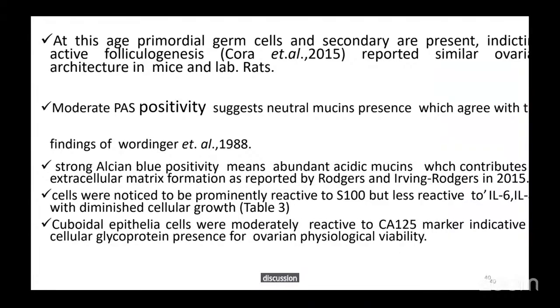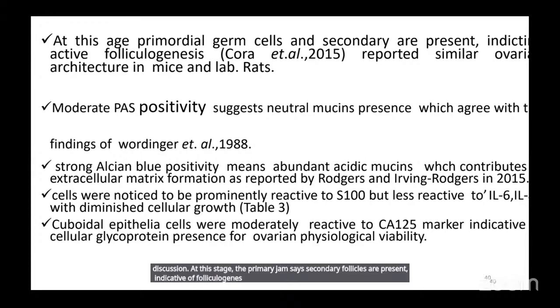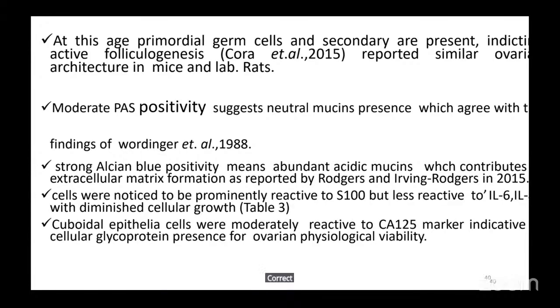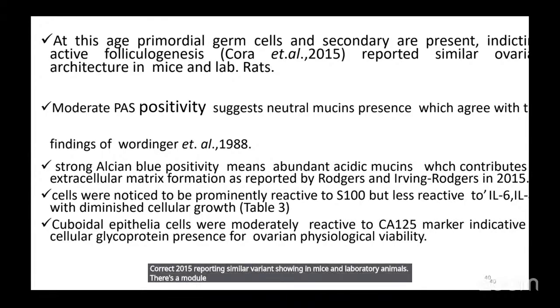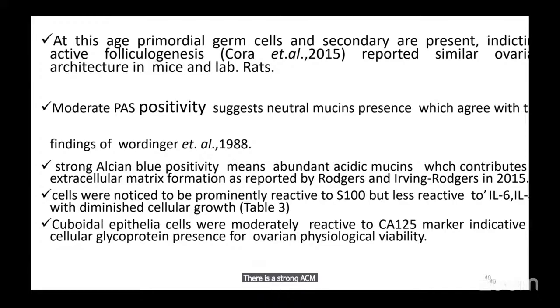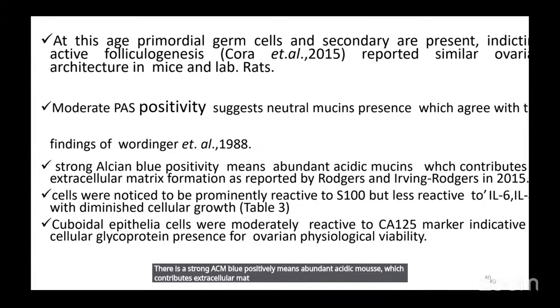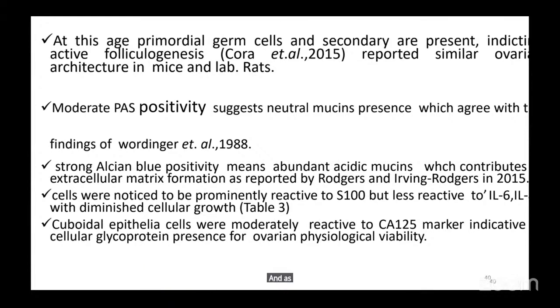At this stage, discussion. The primary germ cells and secondary follicles are present, indicative of folliculogenesis. This was also reported by Cora et al., 2015, reporting similar ovarian architecture in mice and laboratory animals. The moderate positivity observed in this study suggests neutral mucin presence, which agrees with the findings of Wandinga et al., 1988. There is a strong Alcian blue positivity, meaning abundant acidic mucin, which contributes to extracellular matrix formation, as reported by Roger and Interweb Roger in 2015.